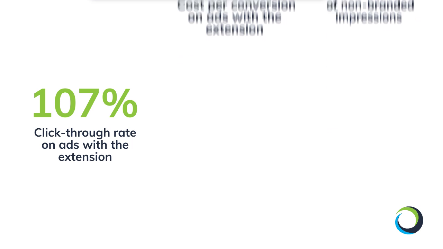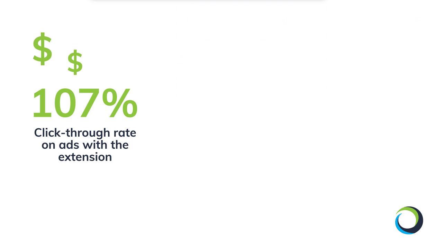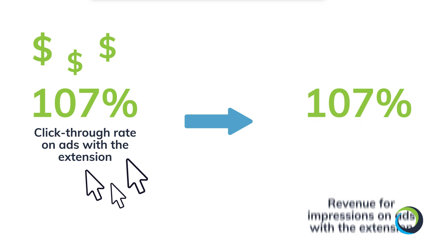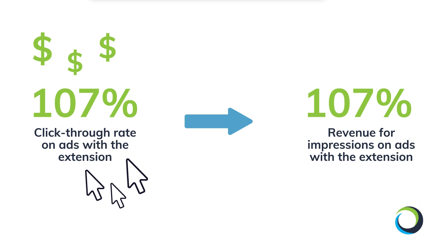So, what is the financial value of a 107% increase in click-through rate? Well, doubling your click-through rate could potentially lead to doubling click volume, given that the search demand does not waver. If revenue per click remains constant, then this could result in a 107% increase in revenue for impressions which were eligible to serve with a seller rating extension.